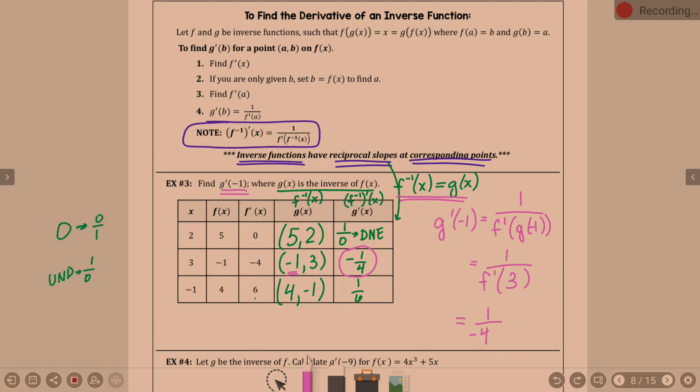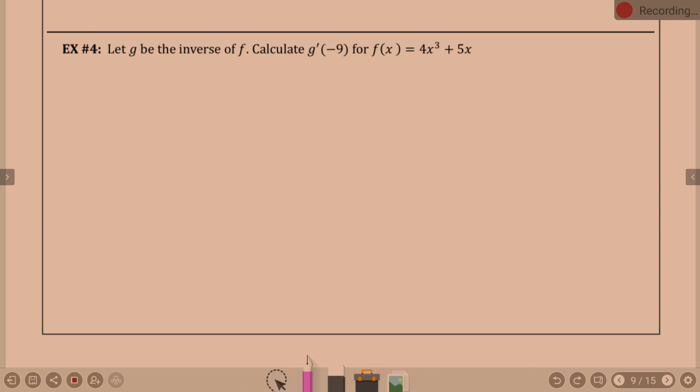Okay, shall we talk number 4? Notice again, right off the bat, let g be the inverse of f. So they are saying g is f inverse. I think they just do that to simplify the notation. Okay? So let g be the inverse of f. Calculate g prime of negative 9 based on the fact that f of x equals 4x cubed plus 5x. Okay?